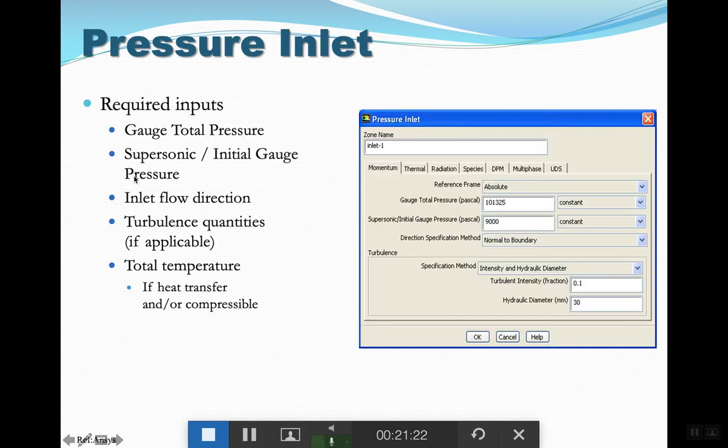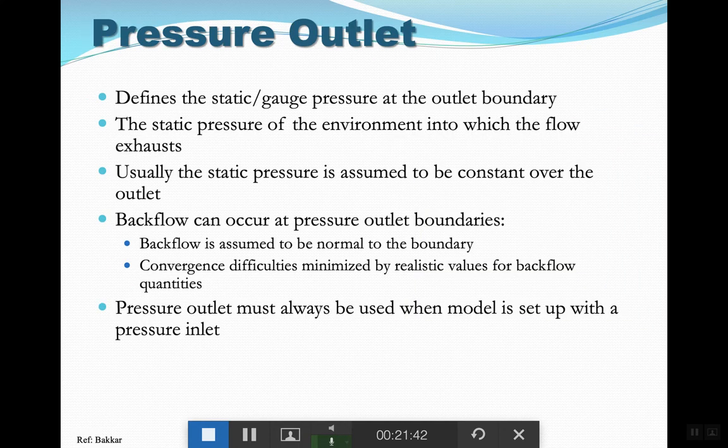incompressible flows. For pressure inlet, the way we assign it in ANSYS is you provide the gauge total pressure in here, and just ignore this part. This is if you have turbulence. So it's very simple. You provide the gauge inlet pressure at your inlet boundary condition.